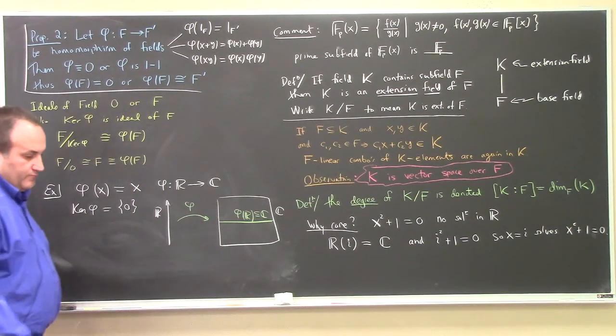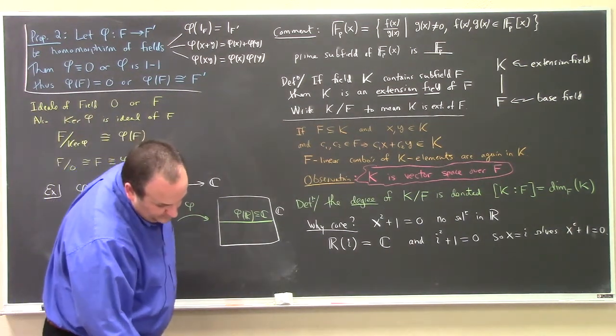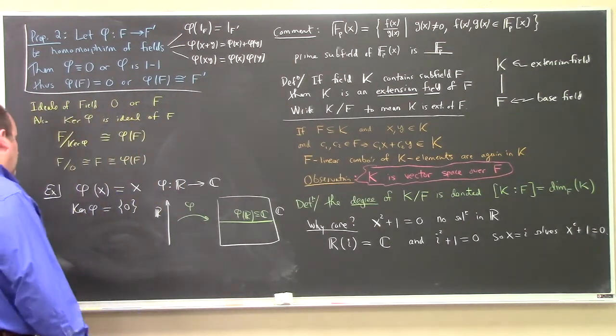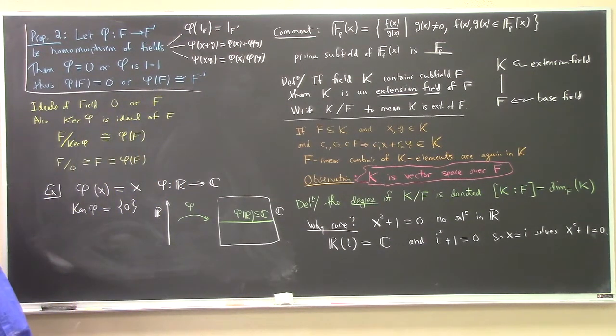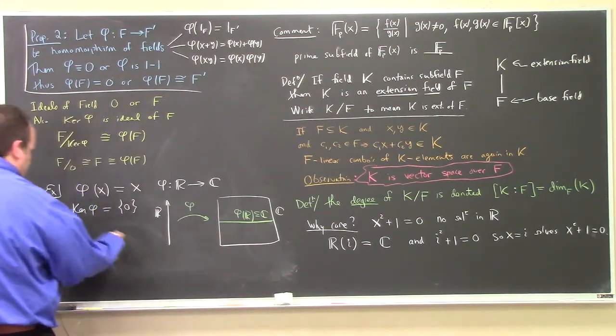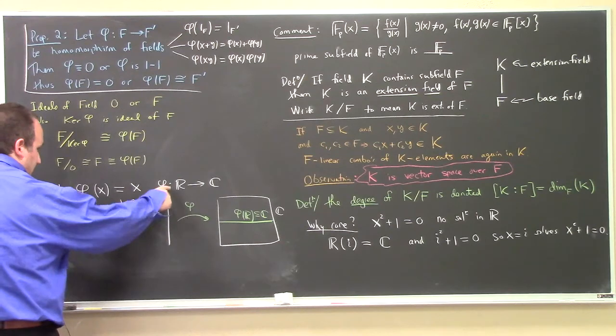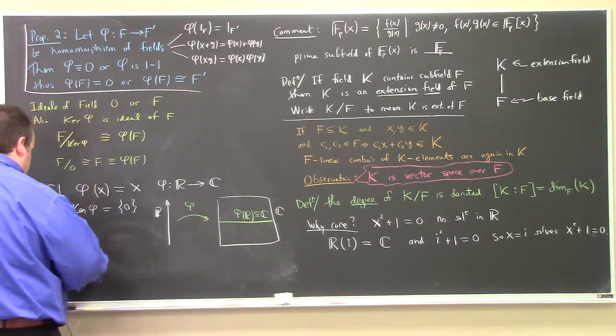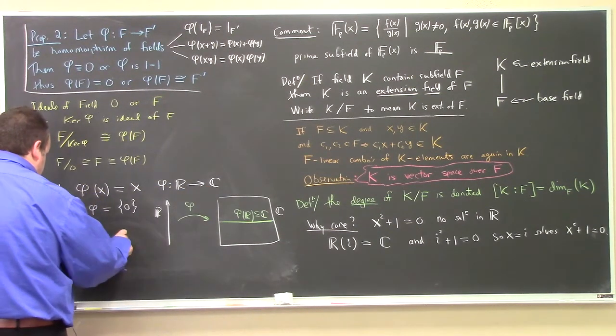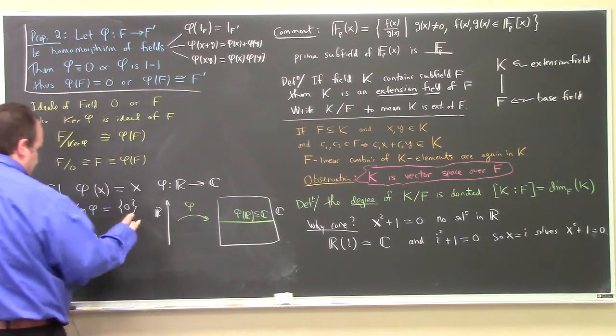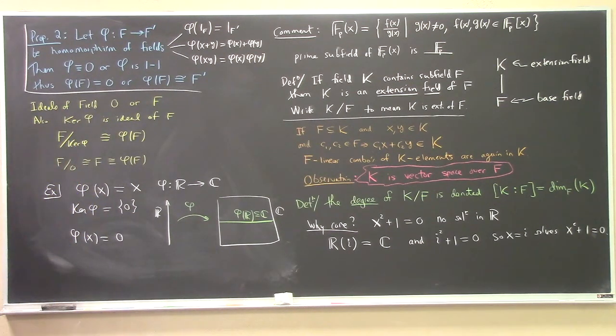Oh, okay. So if the kernel had more than just 0 in it, you'd find more than just that copy of R. Yeah, well, this is what the theorem says: the only other mapping like this would just be phi of x is equal to 0 for all x, which is just the 0 map. So then the image is just 0, which of course is not a field.